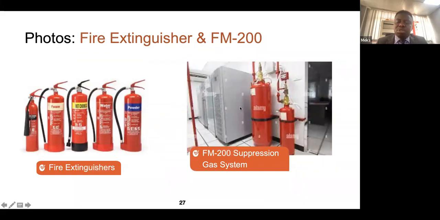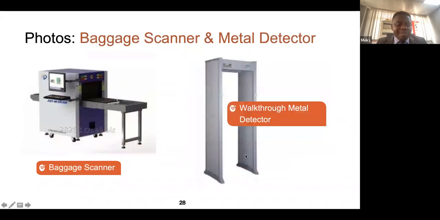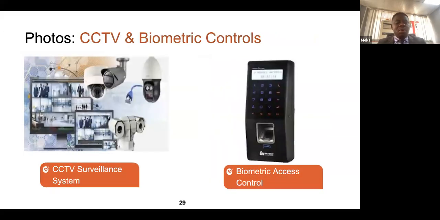This FM 200 suppression gas system is usually found in many of our data centers or ICT server rooms. So there's a tendency that 1 or 2 of our offices will have this. So just take note of it and note it as such: FM 200 suppression gas system. They'll have baggage scanner, you know what it means, walk-through metal detectors. We'll have CCTV, surveillance camera. So take note of them.